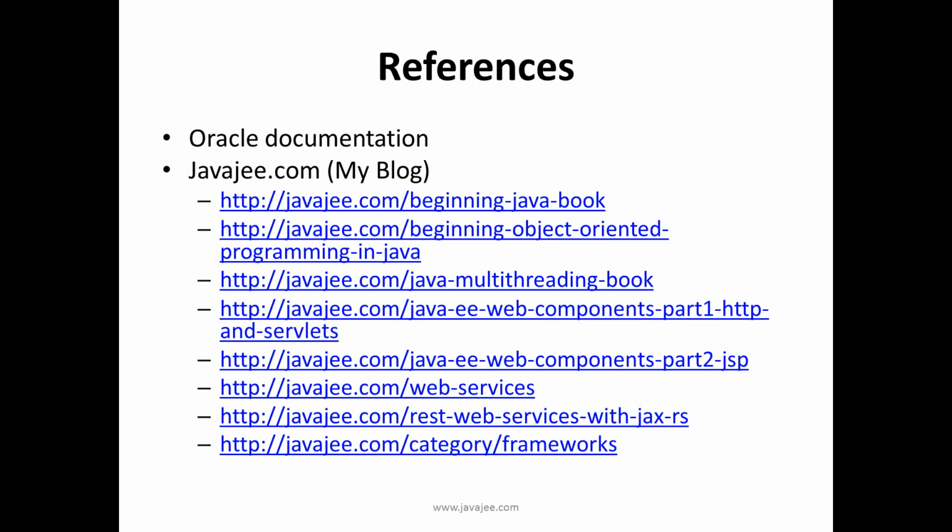Finally, always refer to Oracle documentation for clearing doubts. You can simply do a Google search with Java version and class name. For example, Java 7 String, and go to the link which says Oracle documentation for reliable notes about any classes in Java.